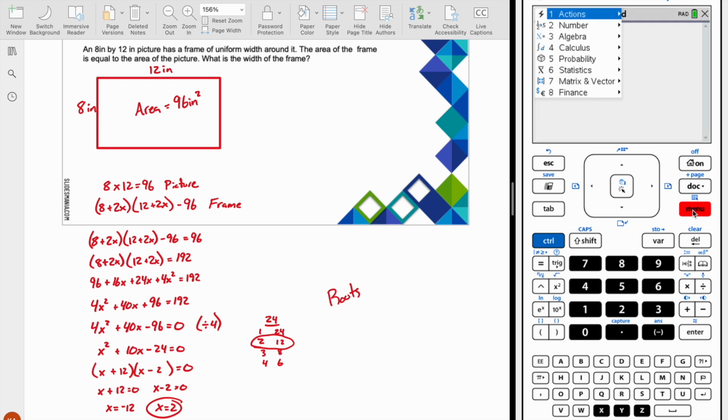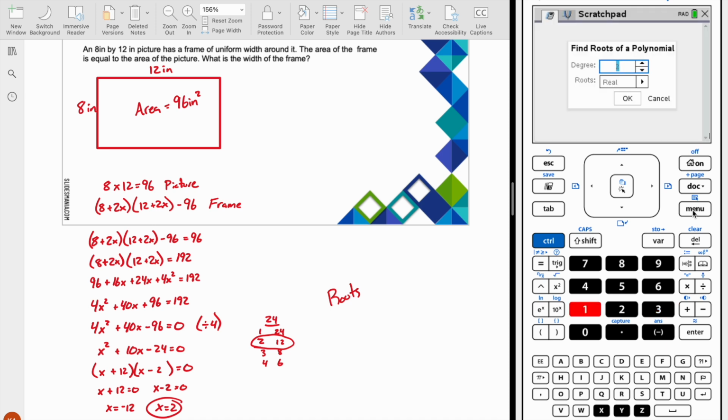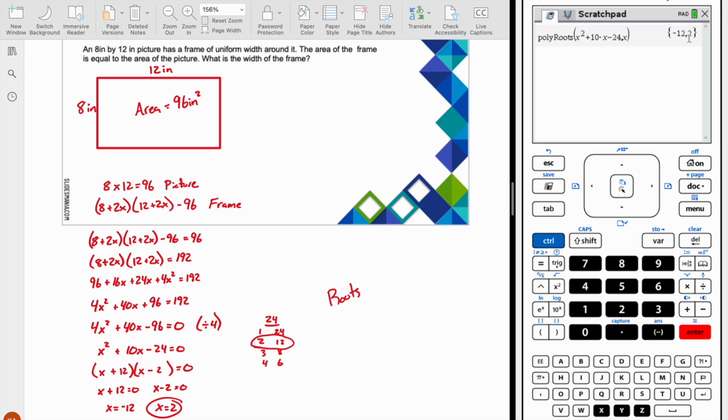So menu, Algebra, Polytools, finding the roots. Okay. 1, 10, and negative 22. Oops, negative 24. We hit OK. Enter. And notice our answers would be negative 12 and 2.